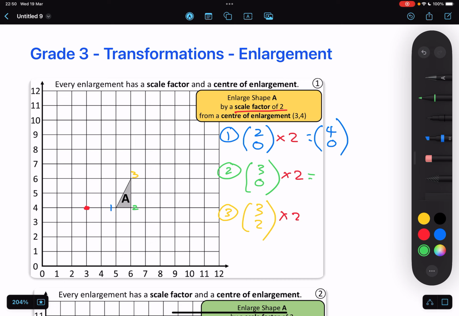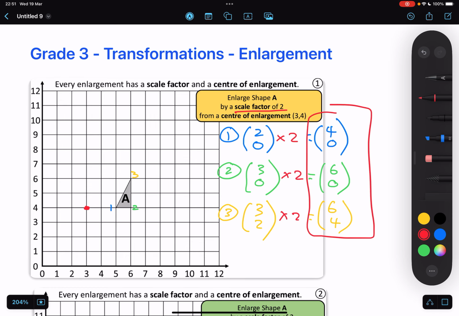With the next one, we've got 3, 0, multiply the whole vector by 2, we're going to have 6, 0. And then for the final one, we've got 3, 2, multiply the whole vector by 2, you're going to have 6, 4. There we go. So this gives us our new journey. Our new journey is essentially that part there for each of those points.